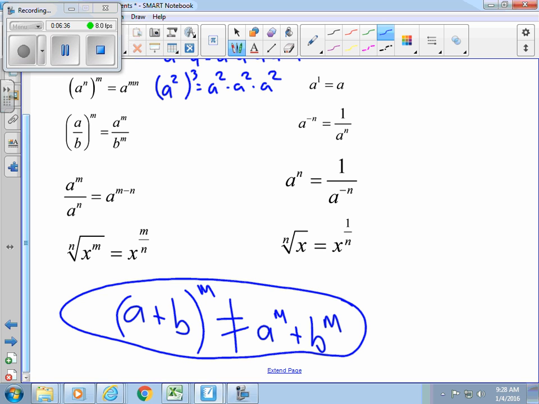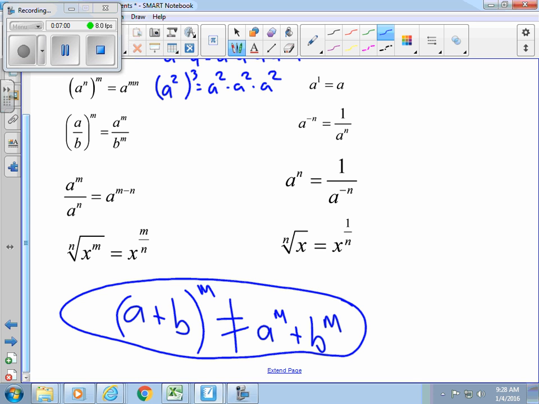Have you had x plus 3 in parentheses squared? You've accidentally done x squared plus 9. What do you really have to do when you see x plus 3 squared? You have to do x plus 3 times x plus 3 and FOIL. You know what I'm talking about. So be careful about that. Exponents don't distribute over a plus or a minus.